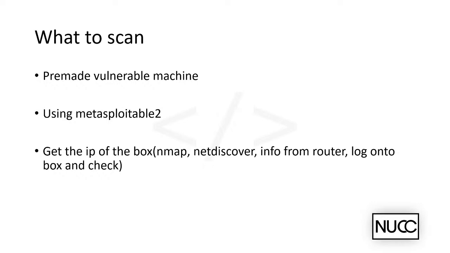To find it, you can use netdiscover, Nmap, info from your router, or log on to the box and check that you are attacking the right IP. Nmap will be able to show you what ports are running, what services are running, everything like that. netdiscover just tracks every host on the network. Info from your router can give you its host name, which will be Metasploitable, and its IP address. And if you log on to the box with the password that is on the web interface, you can also check that way to make sure that you have the right machine before you start attacking.